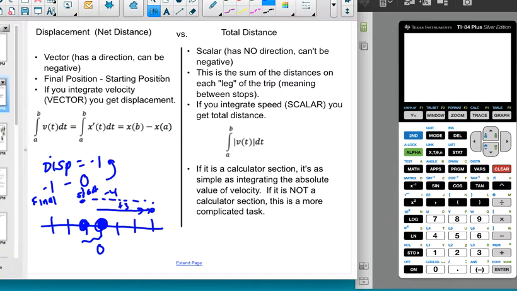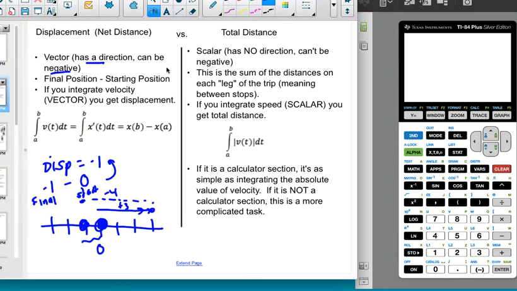The way you get displacement is generally just by integrating velocity. Displacement is a vector. It has a direction and can be negative. Velocity is a vector. It has direction and can be negative. If you integrate velocity, you get displacement. Sometimes the AP will call it net distance, so just have that on your radar.